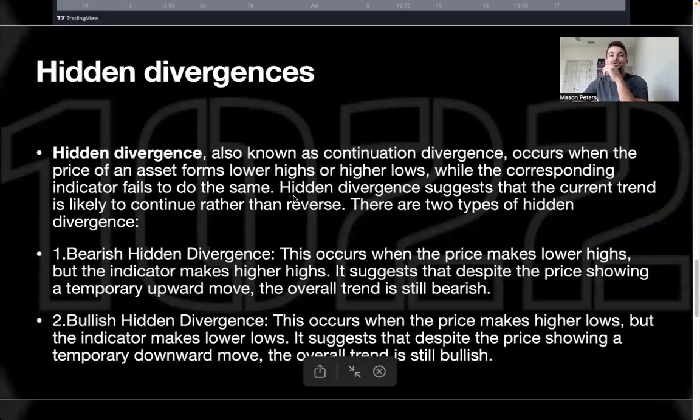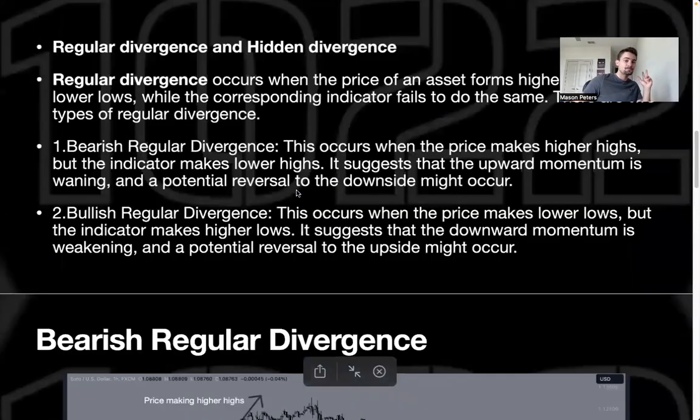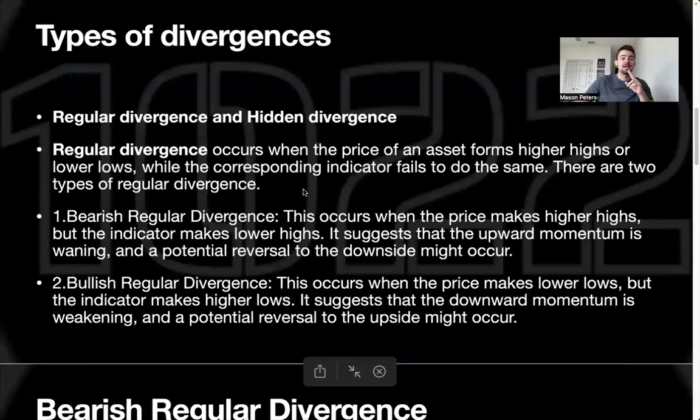So we have two types of divergences, regular and hidden, and then we have bearish and bullish in both categories of regular and hidden divergence. Much quicker of a lesson today than most. I know that the intermediate videos are a little longer. They do have more to cover in them than the beginner. This one was a shorter one.